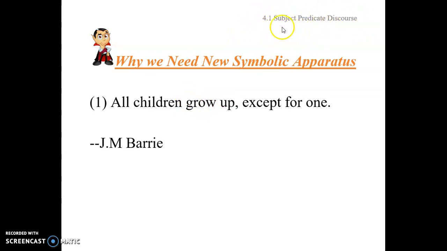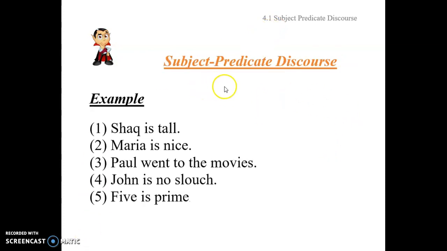we're going to be looking at the basic elements of that new symbolic apparatus, which is Subject Predicate Discourse. All right, then, we begin with Subject Predicate Discourse. Now, big fancy term for something that you're already extensively familiar with, okay? And it's sentences like this. These sentences are all sentences of subject predicate discourse, okay? So let's take a look at them. Things like Shaq is tall, Maria is nice, Paul went to the movie. Okay, notice if we were to symbolize these propositionally, we would say something like this, right?